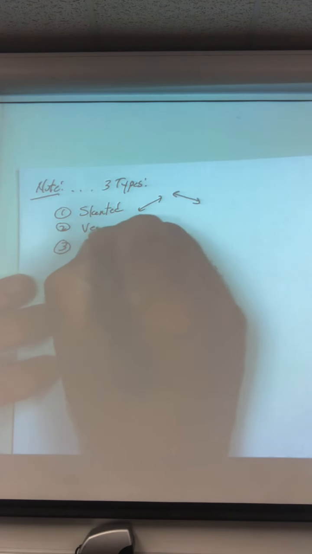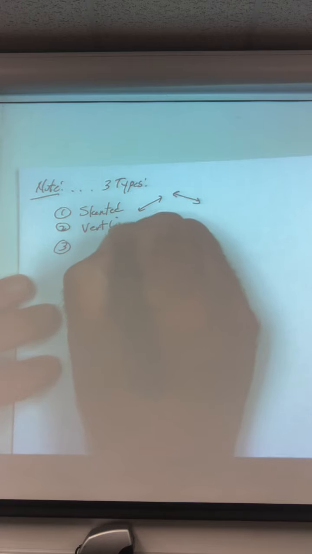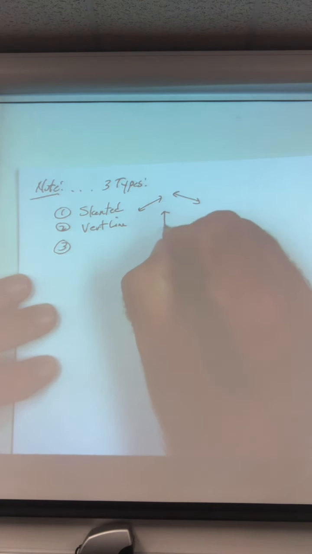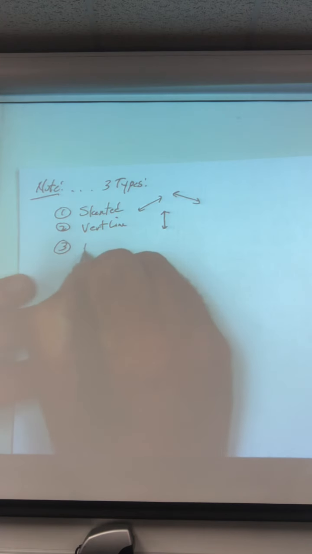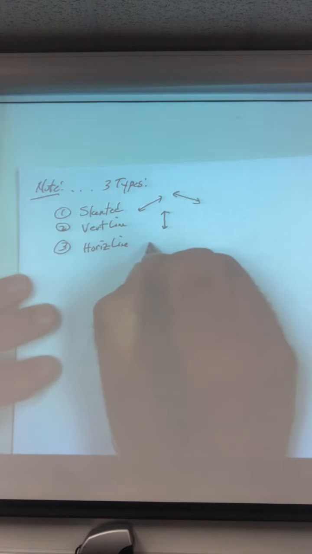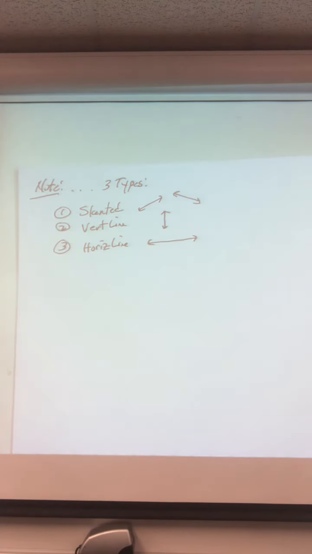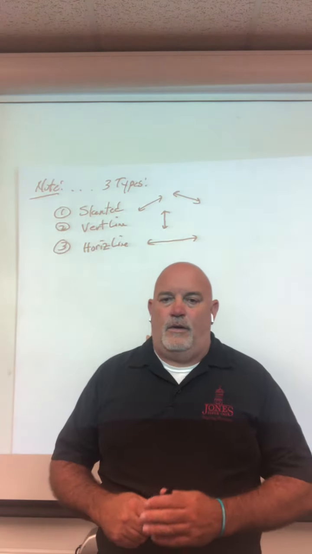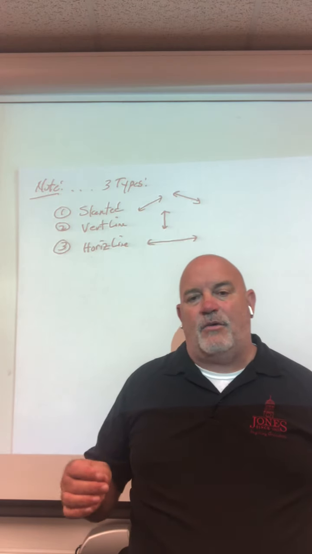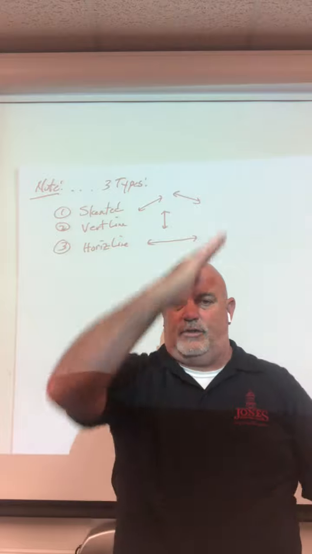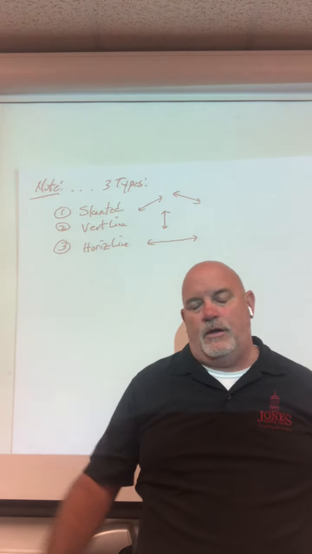Number two, a vertical line. That means that the line is straight up and down. And then number three is a horizontal line. That means the line is perfectly flat. Now all of these are lines. All of these are straight lines. So when we categorize lines, they either look like this, they look like this, or they're slanted uphill or downhill, depending.